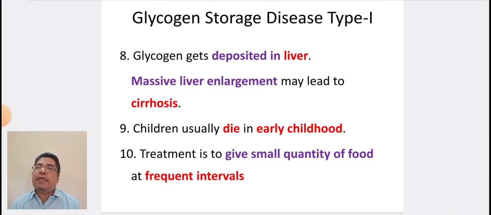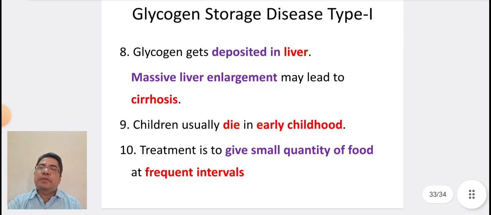Glycogen gets deposited in liver. Massive enlargement may lead to cirrhosis. Children usually die in early childhood. Treatment is to give small quantity of food at frequent intervals.